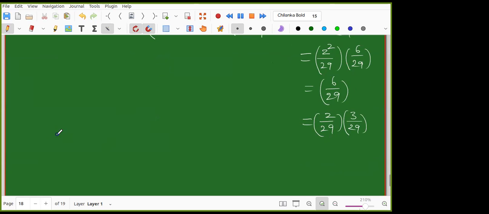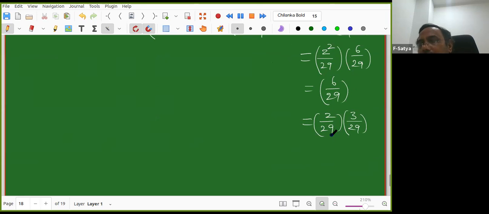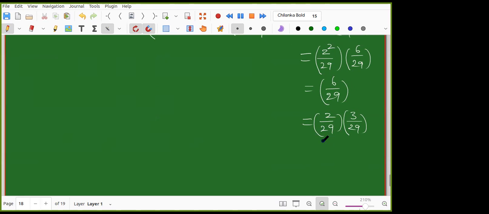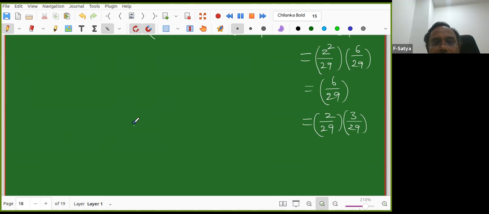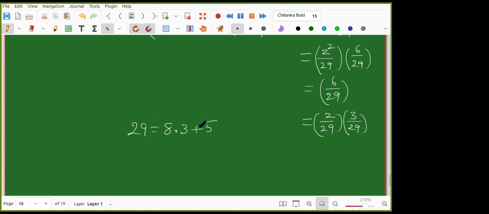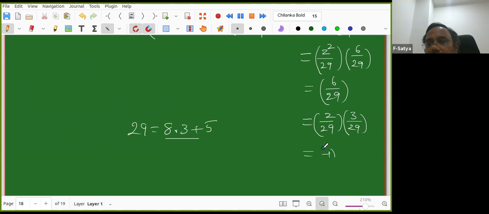First is -1. Why? Whenever you have a prime p of the form 8k plus 5, 29 is of the form 8 into 3 plus 5, so it is -1. 2 is not a quadratic residue. So this is done, it is equal to -1 times 3 by 29.